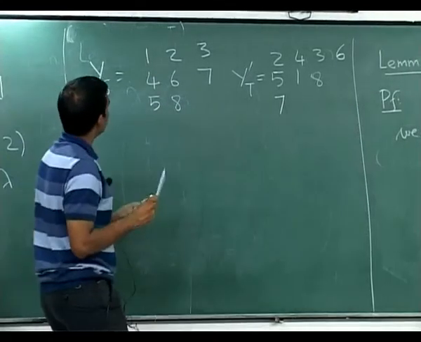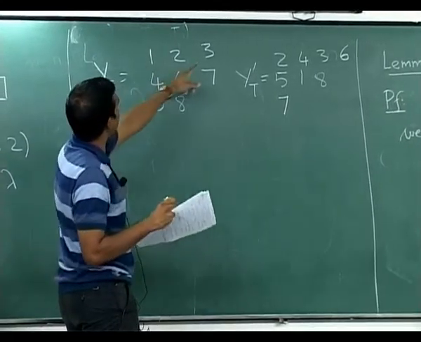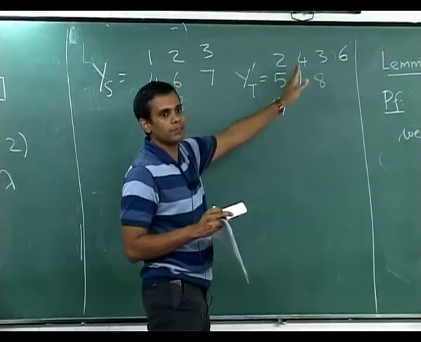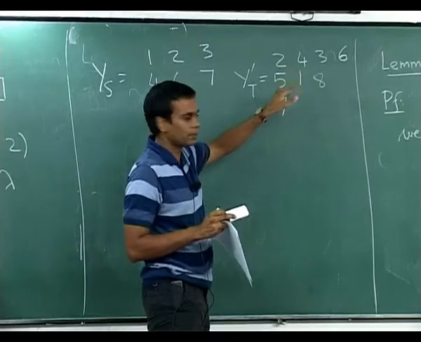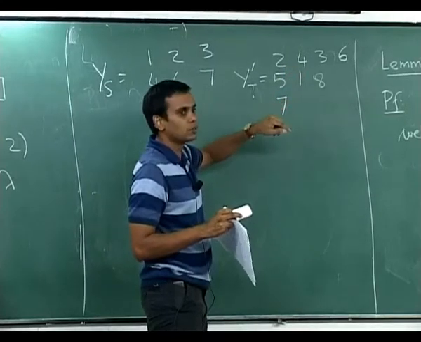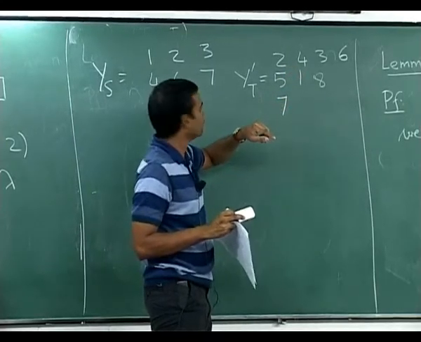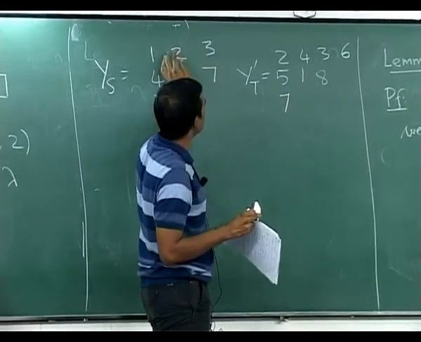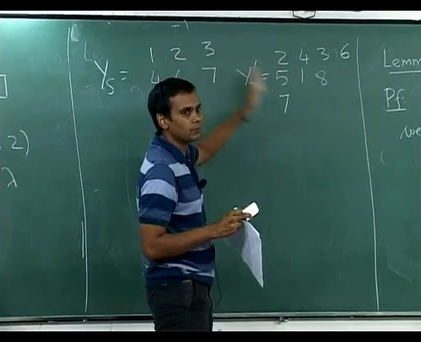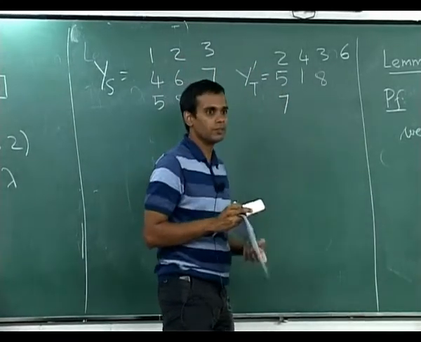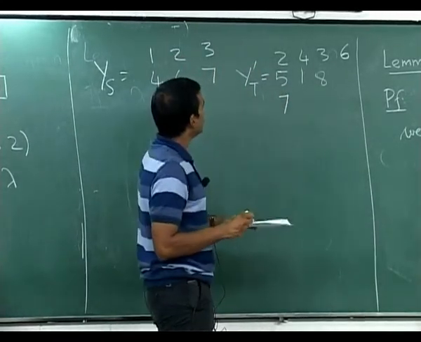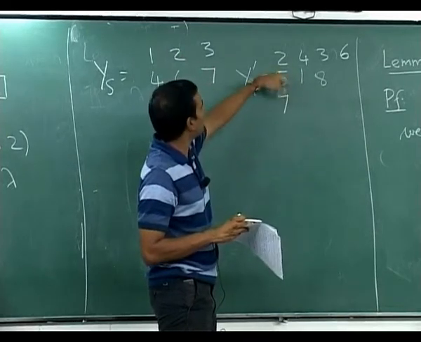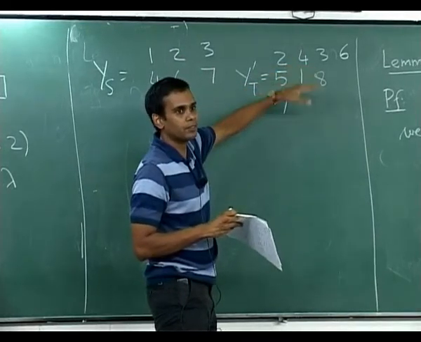Now note that the elements in the first row of YS will occur in different columns of Y prime T. This is just a restatement of the transverse pair property. Because these three are the elements in the first part of S, they must occur in different parts of T. So, they must occur in different columns of this. Therefore, each column of this has exactly one of those, I can move them up to the top of the column. Okay, just float them up.